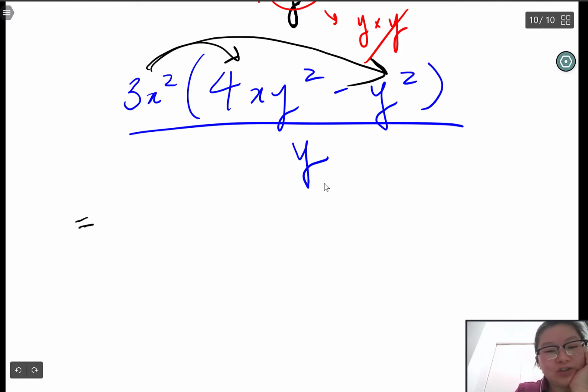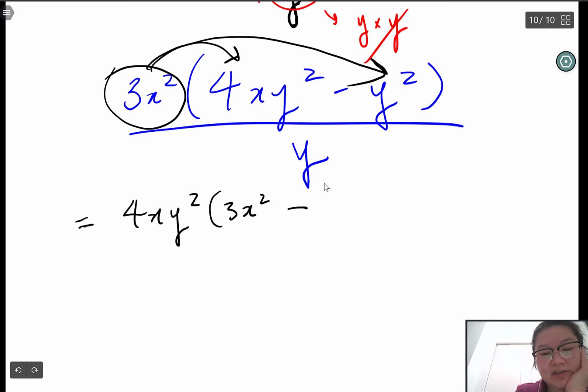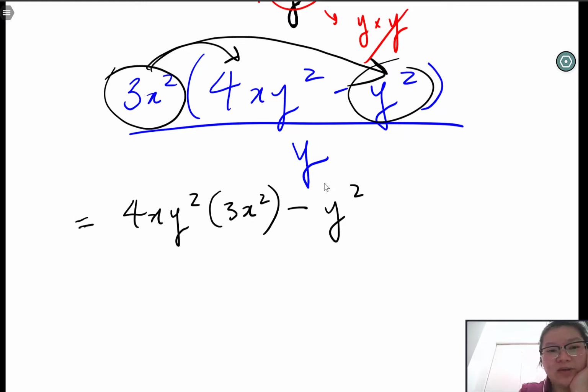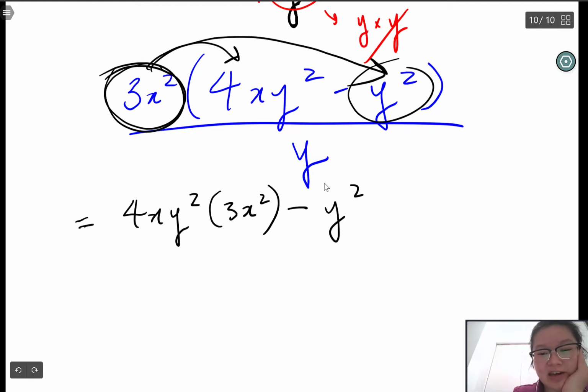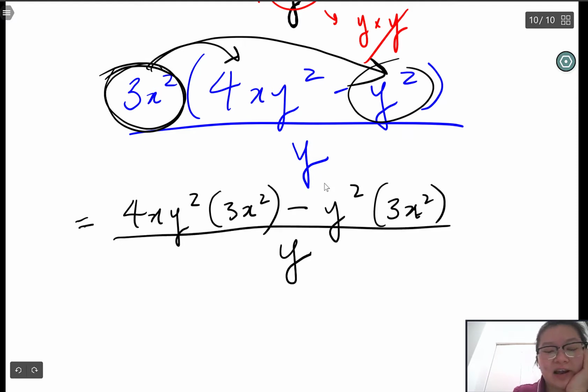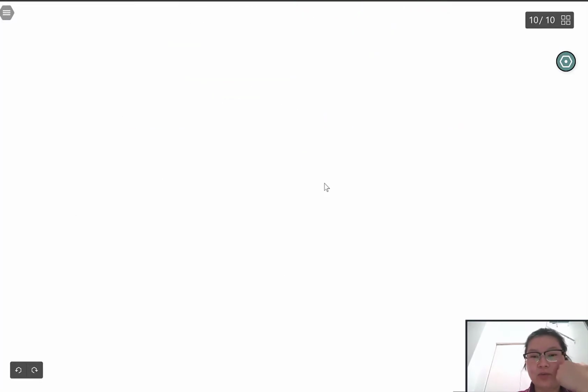Okay, so after we distribute that, we're going to get 4xy squared times the 3x squared minus, oopsie, sorry, that was in brackets, minus this one here, y squared, and then it's going to be multiplied by the 3x here again, so that's 3x squared like that. Alright, so after I distribute that, I write everything over y, not dealing with y just yet.